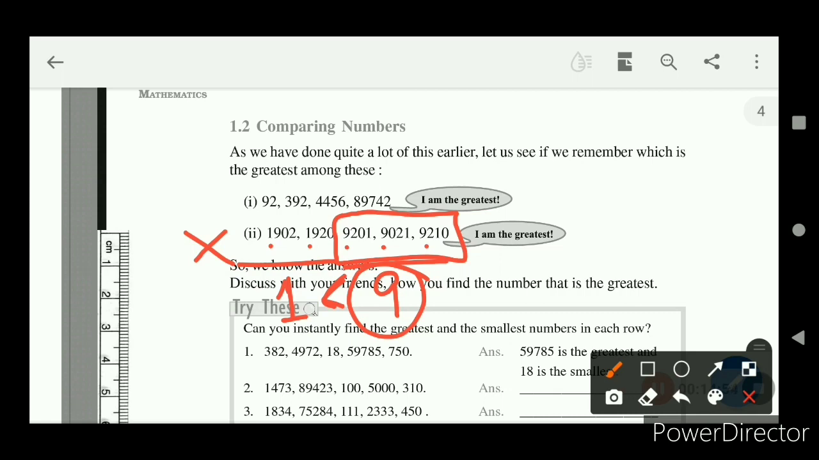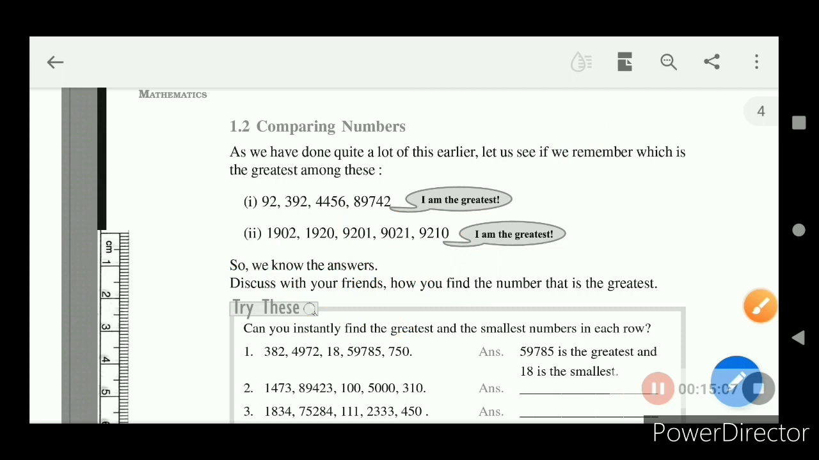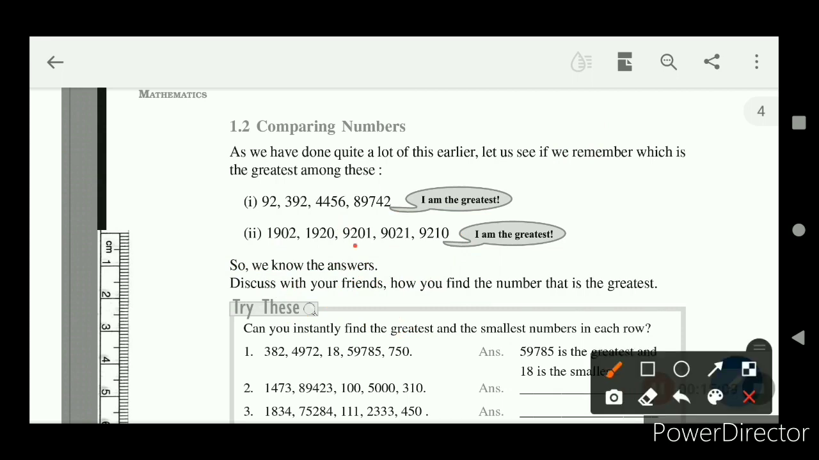Now since 9 is common in each, we compare the digit just right of it. The digit just right in each number has to be compared, and so we have 2 here, 0 here, and 2 here. So 2, 0, 2. Now which one is greater? We are going for the greatest, right? So which one is greater? Obviously 2 is greater.